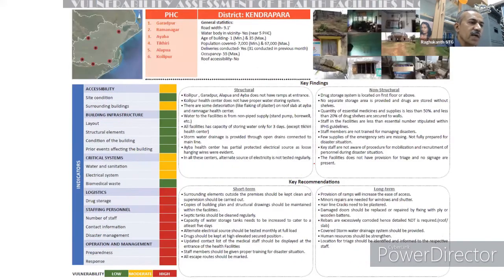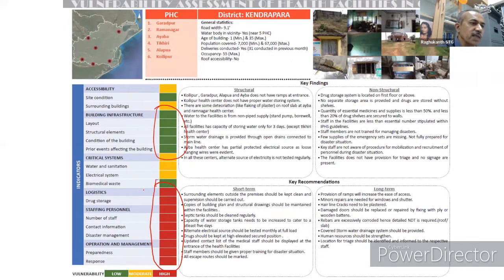So this is another, I think, a primary health center. You can see this primary health center building is perfectly fine. You have some small things, but it is fine. But you can see logistics, staffing personnel, operations management, it is zero actually. They have no idea how to handle things when there is a disaster. So we have classified them based on all these things itself.